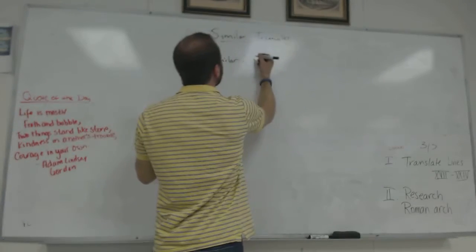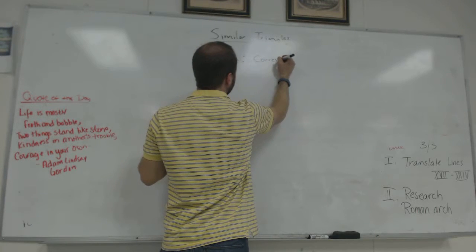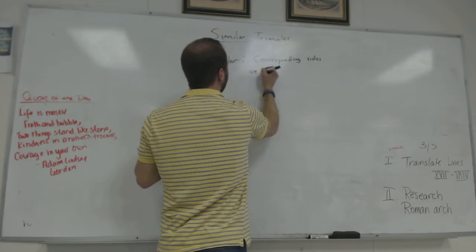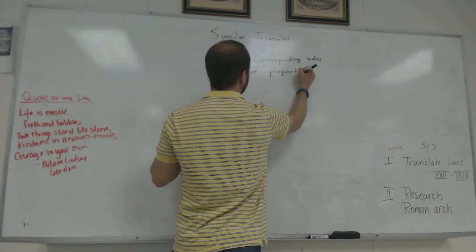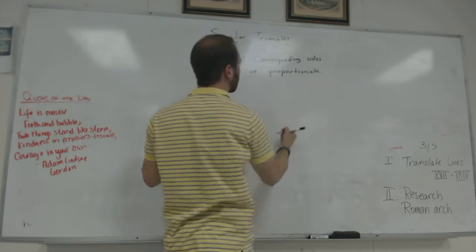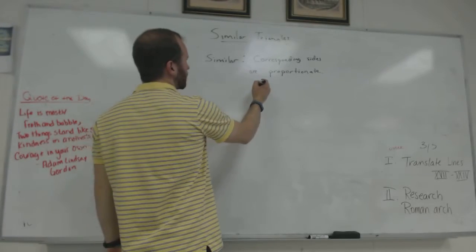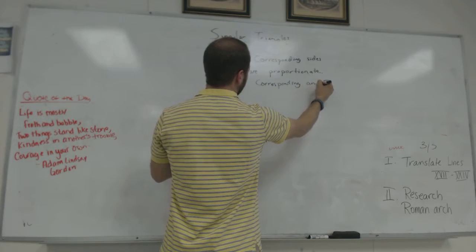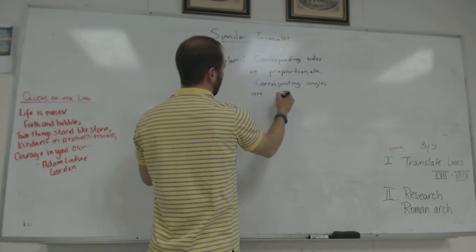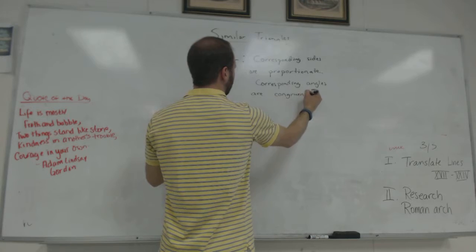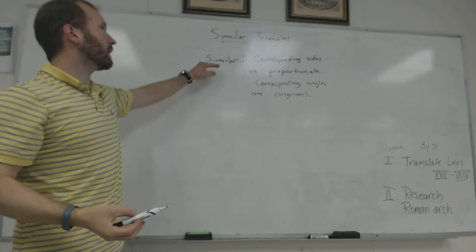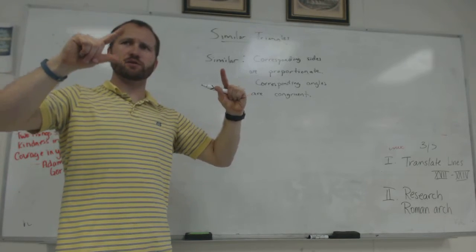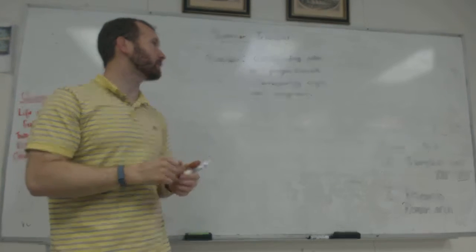So similar shapes have corresponding sides are proportionate. Corresponding angles are congruent. And the way that I think about this sort of visually is similar shapes are just enlarged or shrunken versions of themselves.